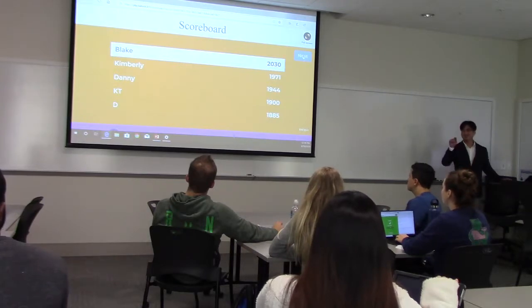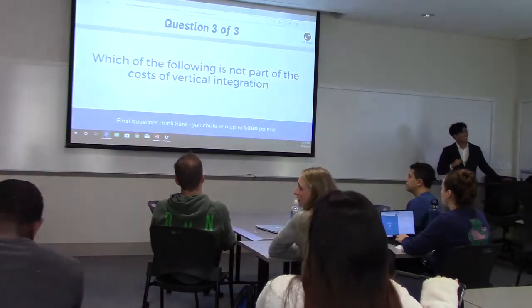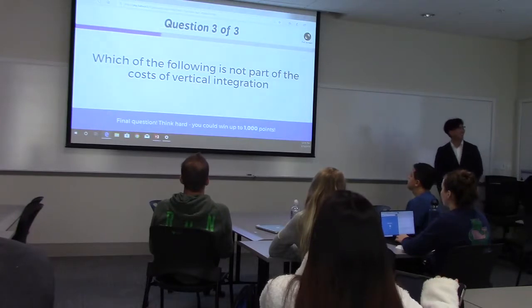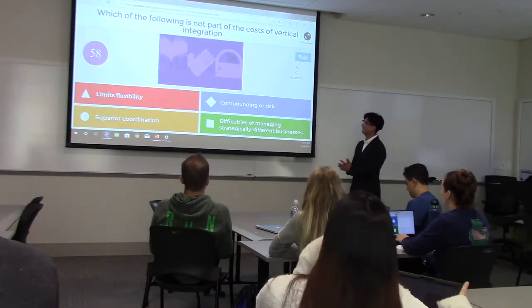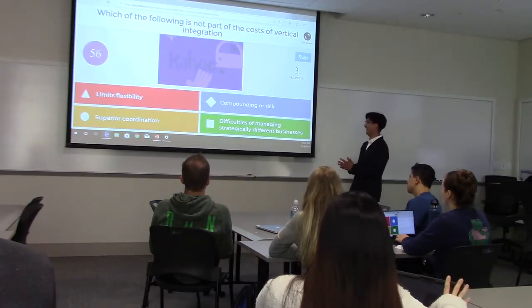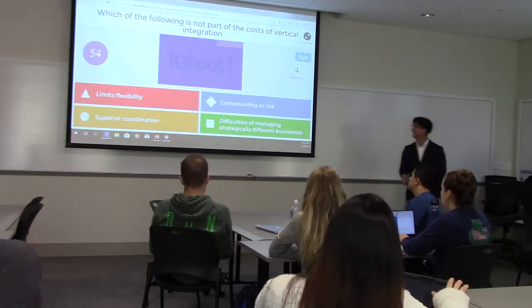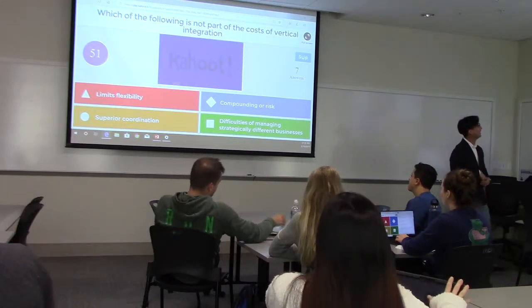Okay, I think Kimberly, you got all the questions. You just need to be faster. I know, I just need to be faster. All right, so the last question is, which of the following is not part of the cost of vertical integration? I tried to go too fast.